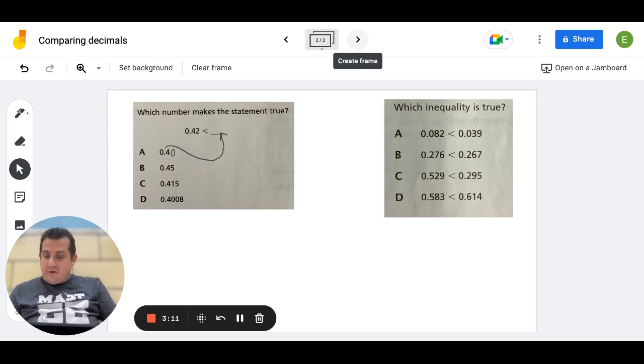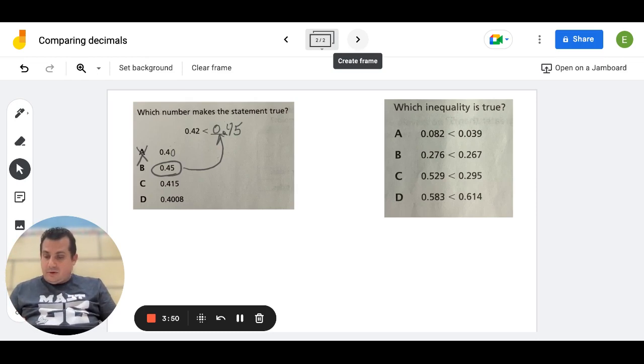Now here I have 45 hundredths. If I put that in there, is 45 hundredths greater than 42 hundredths? Well, you should be able to see that yes, 45 hundredths is greater than 42 hundredths. Do I stop there? No. Let me keep going and see if my other two choices are incorrect.